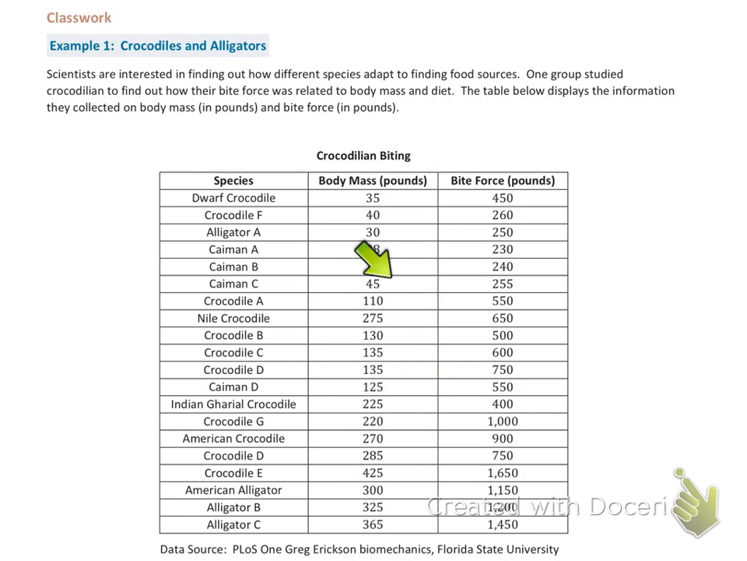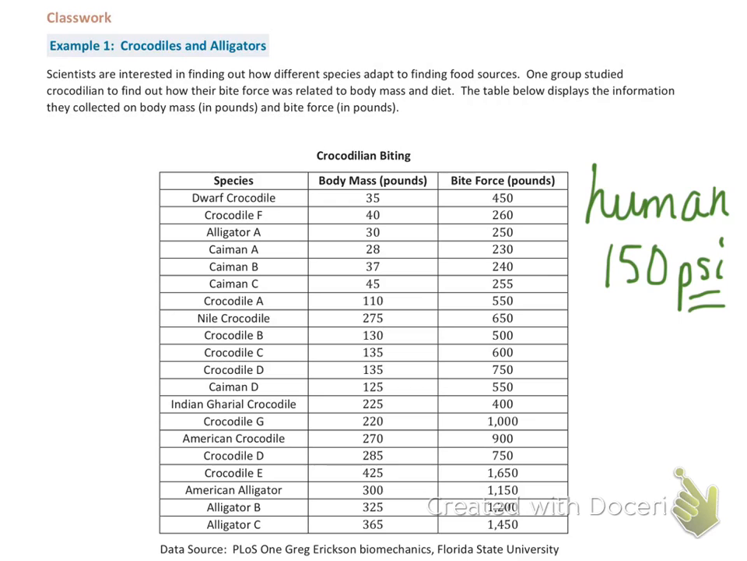By comparison, a human, I was curious, so I looked it up. A human adult male has a bite force of about 150 pounds per square inch. And actually, pounds per square inch I'm going to put on here because that's what we're measuring. If you look at an adult male, would probably be around 200 pounds. So we could compare to maybe this one. The crocodile would have a bite force of about 1,000 pounds per square inch. So it's not surprising. It's more than what we have.